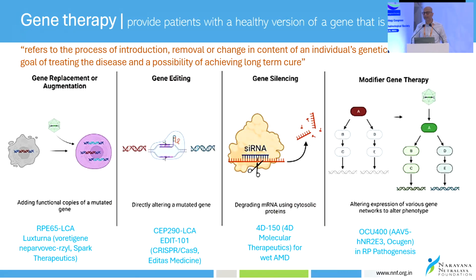This is the brief outline of how this talk is going to be split. The introduction is going to be on gene therapy. The main aim of gene therapy is to provide patients with a healthy version of the gene using the currently available four different strategies. You can replace by gene replacement or augmentation using the functional copy of the gene, or you can perform gene editing of the mutated gene, or gene silencing by degrading the mRNA, and modify the gene therapy sequence by altering the expression. Some of them are already in clinical trials. These are the different strategies.